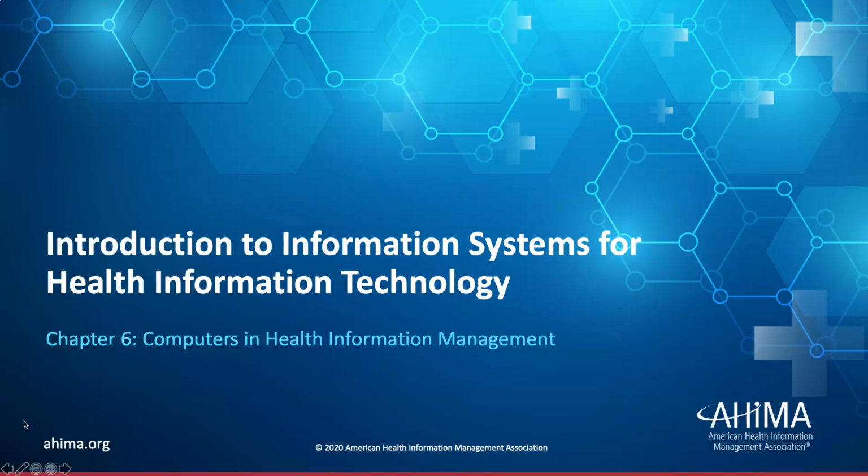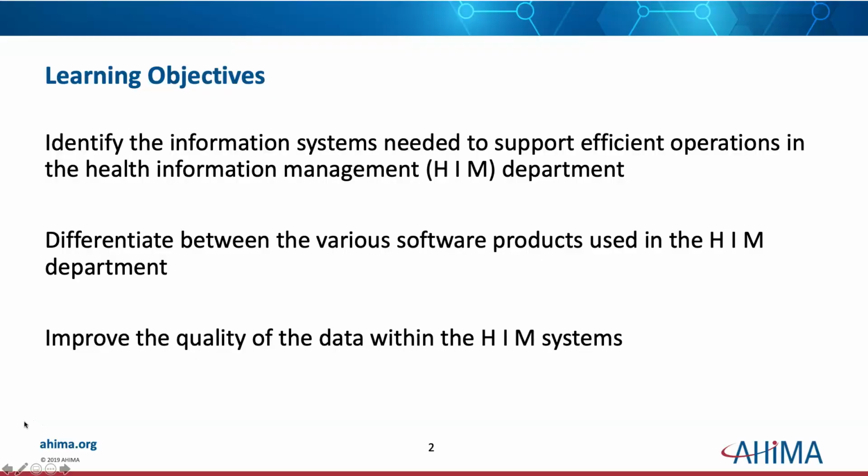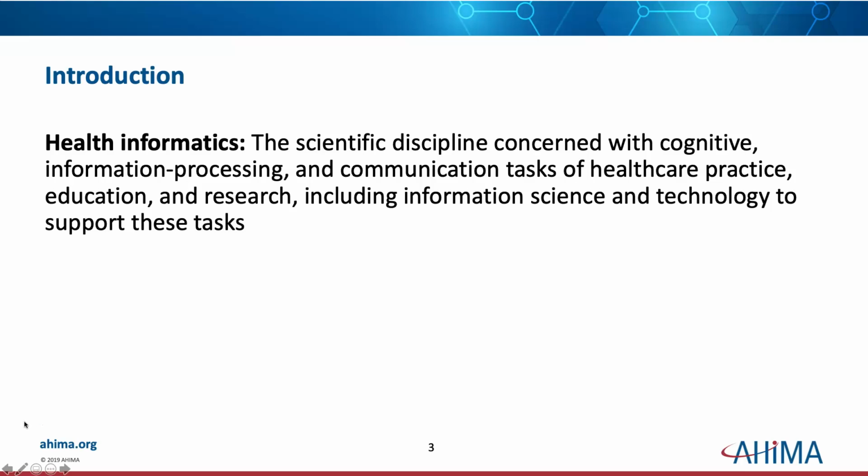Let's move forward and talk about those computers in HIM. Our learning objectives from the book are to talk about the systems that are needed to support efficient operations in an HIM department, to talk about the differences between various software products, and to improve the quality of data within HIM systems. Health informatics. Health informatics is the scientific discipline that's concerned with cognitive, information processing, and communication tasks of healthcare practice, education, and research, including information science and technology to support these tasks.